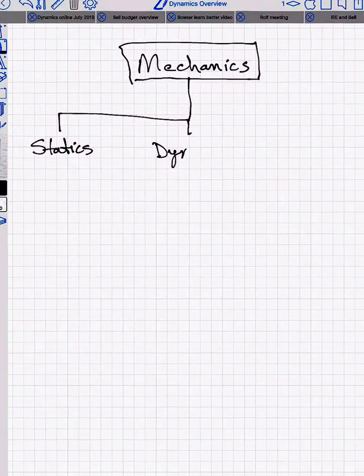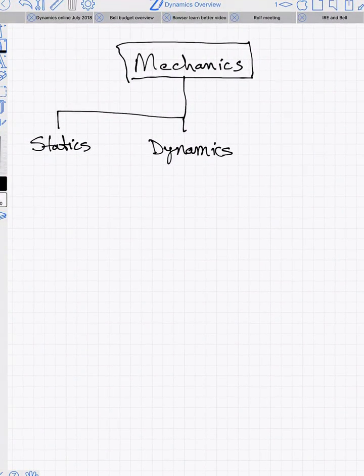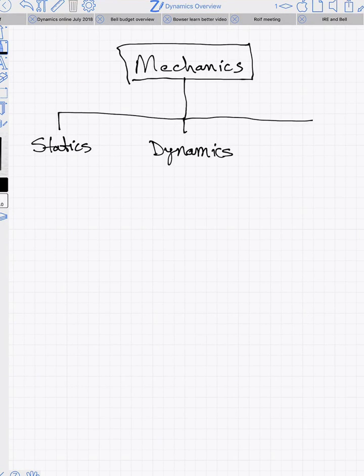In both physics and in engineering, there's an overall category called mechanics. Now, mechanics has three different areas. One is called statics, and that is the analysis of non-moving objects. One is called dynamics, and that is the analysis of moving objects. And a third is called fluid mechanics, which is just the statics and dynamics of fluids, like gases and liquids.